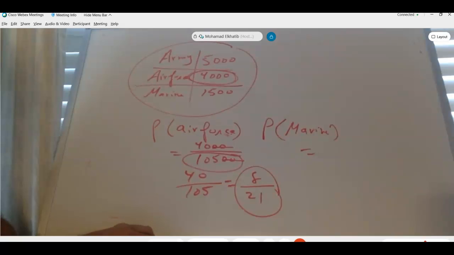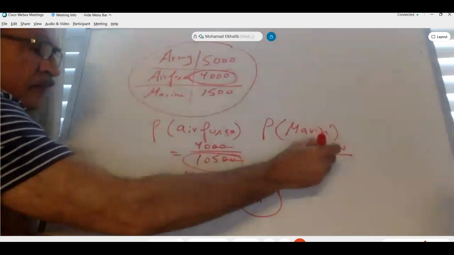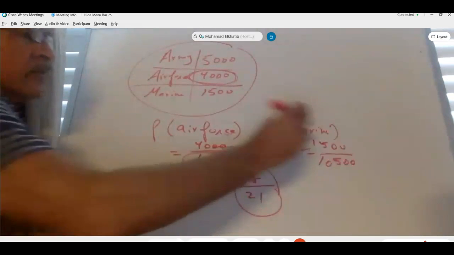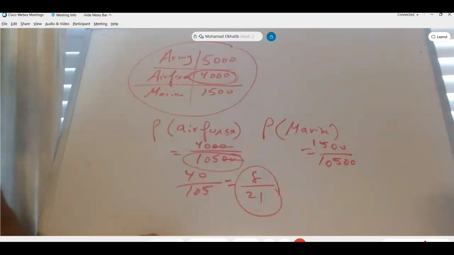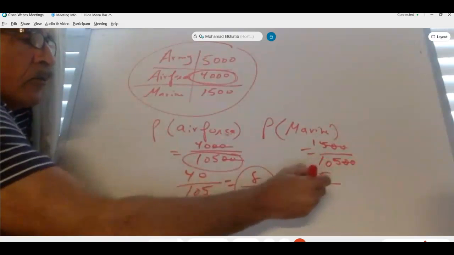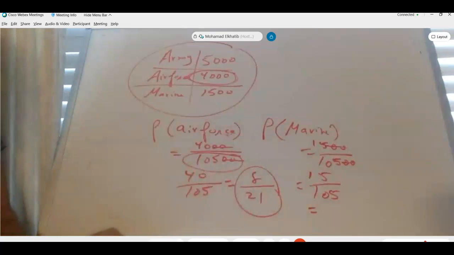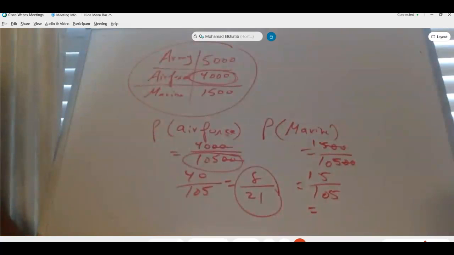The 1500 over 10,500. Very good. Then what? How do you reduce, simplify it? Two zeros say goodbye. So I'm left with 15 over 105. Did you leave the answer like that? No. So what did you do? Divide 15 in both.